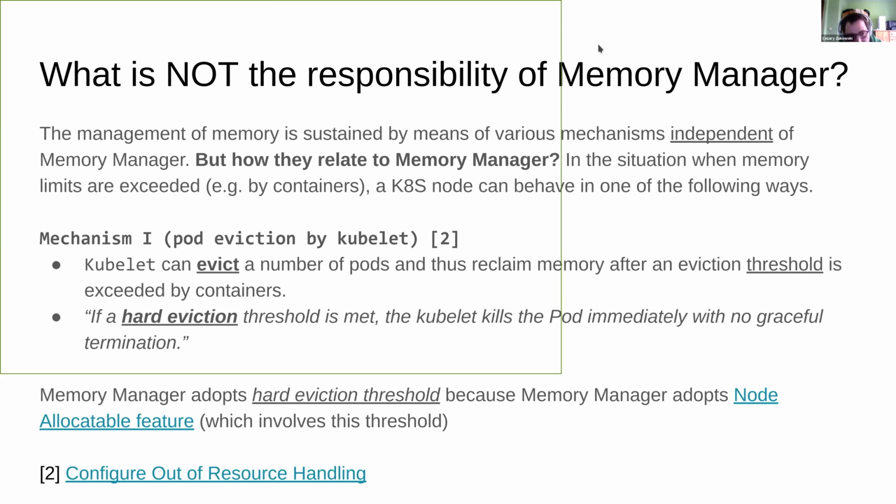So the first mechanism is pod eviction that is done by Kubelet, and I will just read. Kubelet can evict a number of pods and reclaim memory after the eviction threshold is exceeded by containers. And in the context of memory manager, we use the hard eviction threshold because in its design, memory manager adopts a node allocatable feature, which in fact involves also this threshold. Okay, we can go to the next slide.